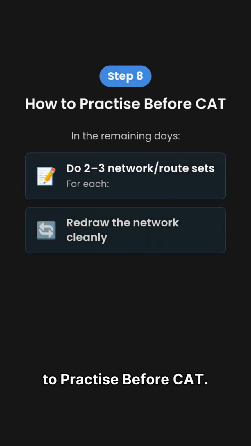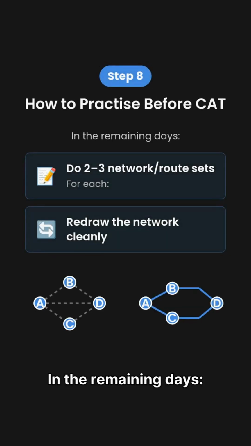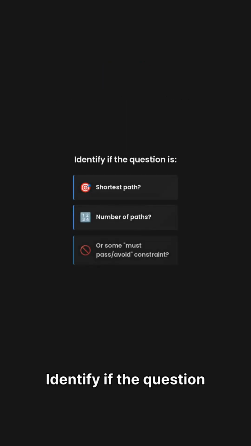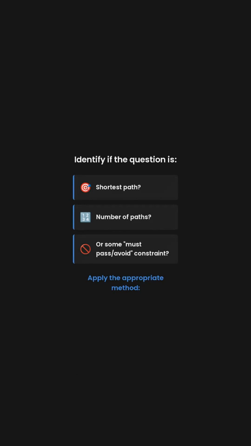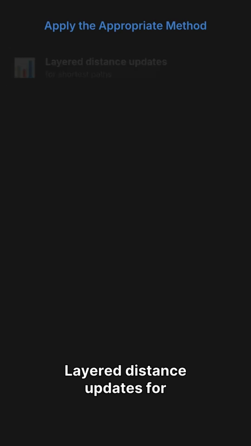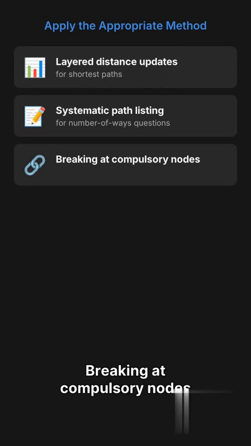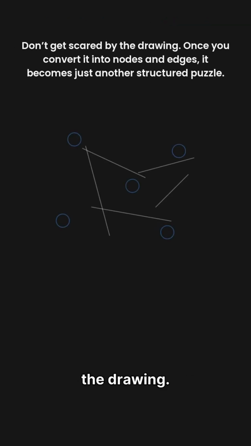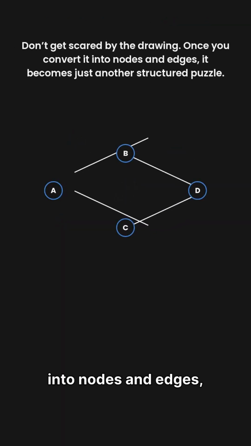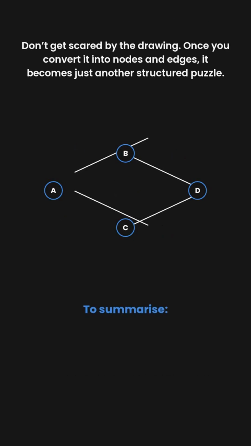Step 8. How to practice before CAT. In the remaining days, do 2 to 3 network route sets. For each, redraw the network cleanly. Identify if the question is shortest path, number of paths, or some must pass or avoid constraint. Apply the appropriate method. Layered distance updates for shortest paths. Systematic path listing for number of ways questions. Breaking at compulsory nodes. Don't get scared by the drawing. Once you convert it into nodes and edges, it becomes just another structured puzzle.